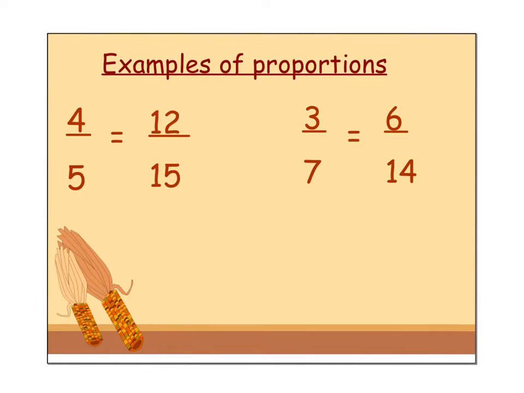So cross multiplication, what we do is we basically take the first number of the first fraction, so the 4 in this first example, and cross multiply through the equal sign and multiply it with the bottom number of the second fraction. So it'll be something like this. I'm going to have 4 times 15, and we get 60.